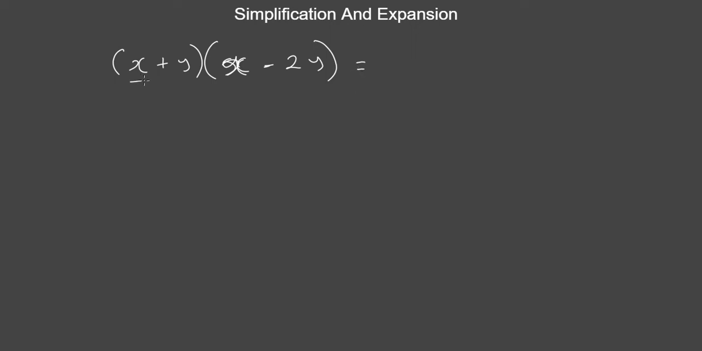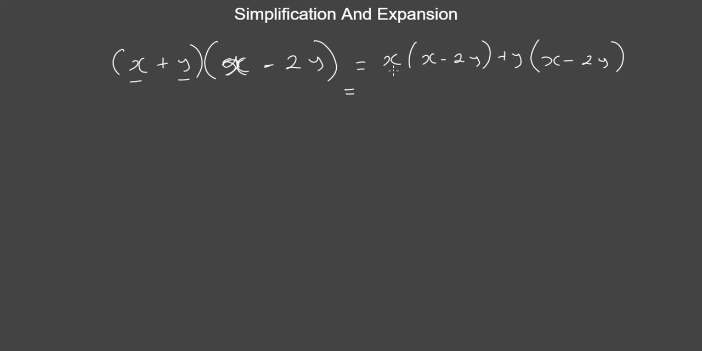You take each of these terms and you multiply it by the other expression. So what that means is you take this first term, which is x, and you multiply it by x minus 2y. Then you take this other one, which is plus y, and you multiply it by x minus 2y, the same expression here. So that's how you expand when the two things you're expanding are expressions. Then you try to expand further and simplify.